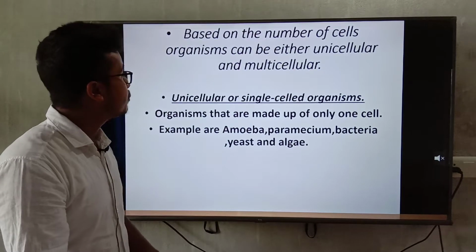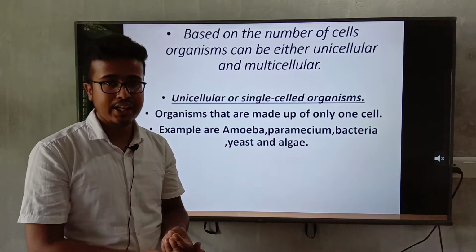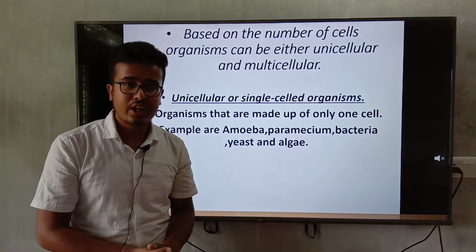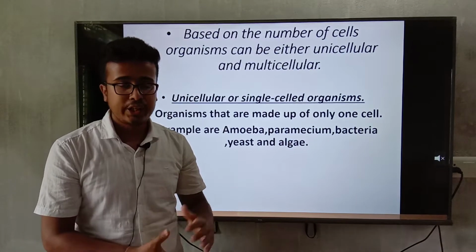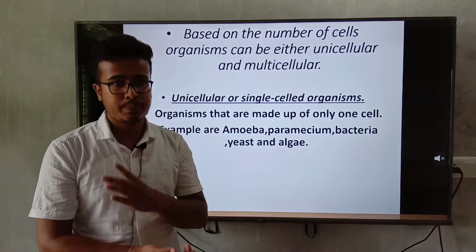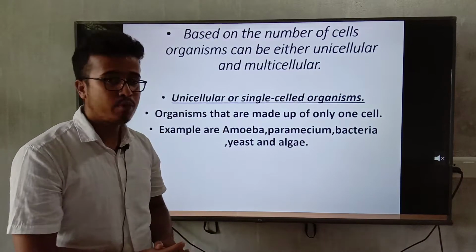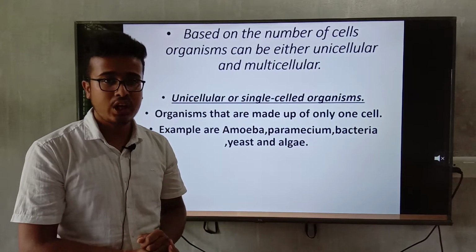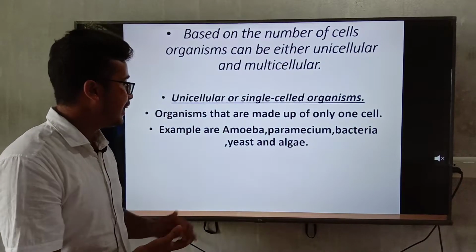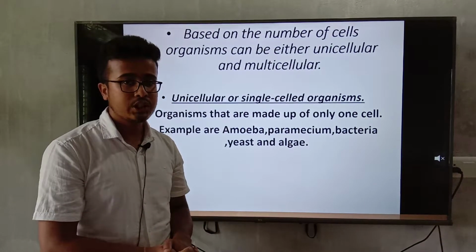After this, based on the number of cells, organisms can be either unicellular or multicellular. First of all we will learn unicellular. Unicellular means single-cell organisms. Uni means one and cellular means cell. One cell is present in one organism. Organisms that are made of only one cell are called unicellular organisms. Examples are amoeba, paramecium, bacteria, yeast and algae. Now I will show you pictures of these examples.